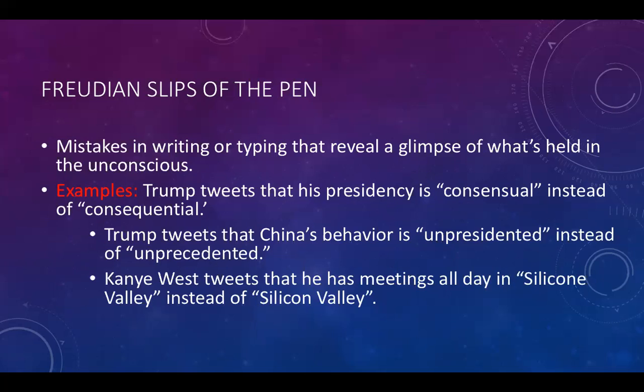So for example, these are true examples. Trump tweets that his presidency is consensual when he meant to write consequential, okay? Because he's been accused of a lot of sexual assaults, it was an interesting Freudian slip of the pen, because he's thinking about, oh, is sex consensual or not? So that was an interesting Freudian slip of the pen that Trump tweeted.